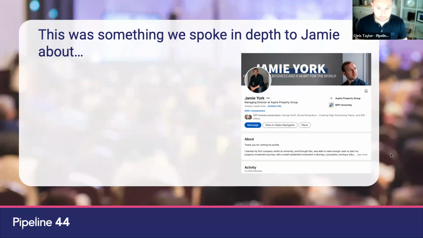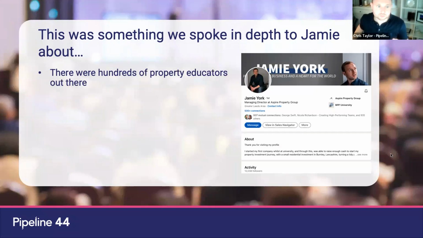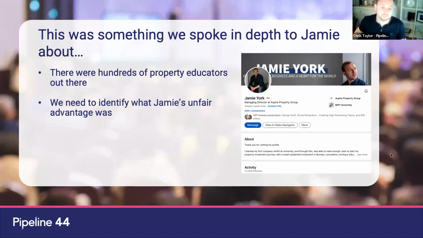And this is a great example because when we started working with Jamie, who's in the property space, there were hundreds of property educators out there, from one-man bands to huge organizations, right? There were hundreds of them. And for Jamie just to be another property educator, it just would have blended in and it would have completely died a slow death. So what we needed to look at was what was Jamie's unfair advantage, is the task that you can take away today to go and do.